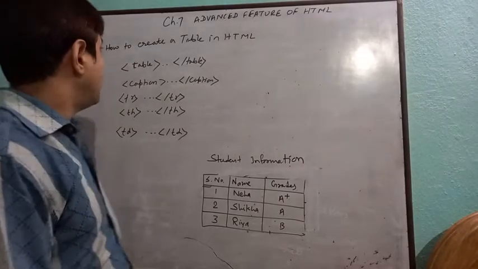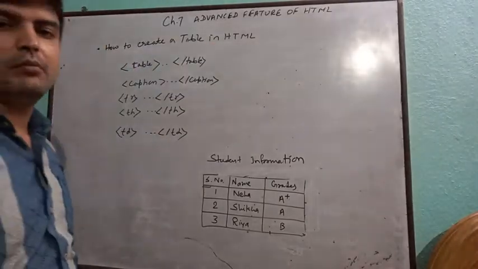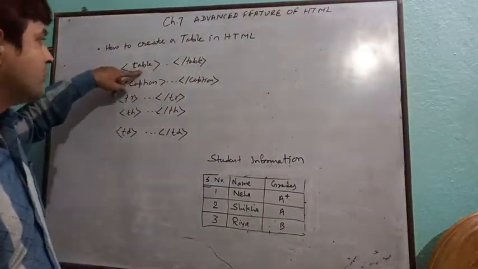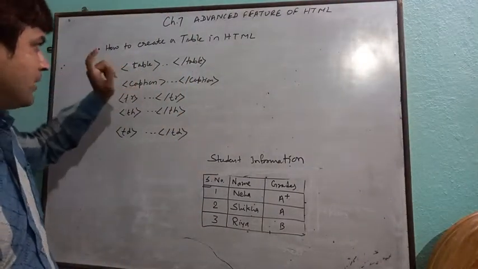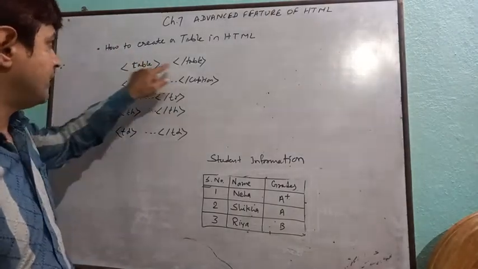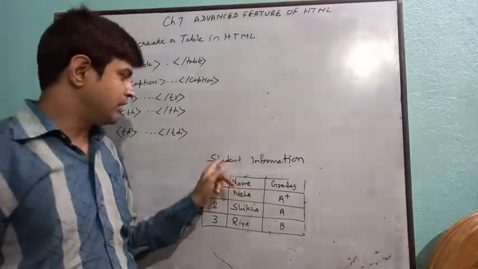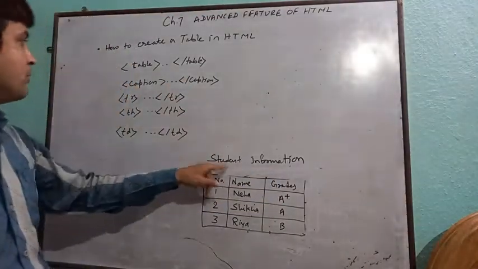Next, how to create a table in HTML. There are various tags that are used to create a table. Say table tag. Table tag is a paired tag, with a starting tag and an ending tag. Caption tag. Caption tag is used to define the title of the table, that is, the name of the table.